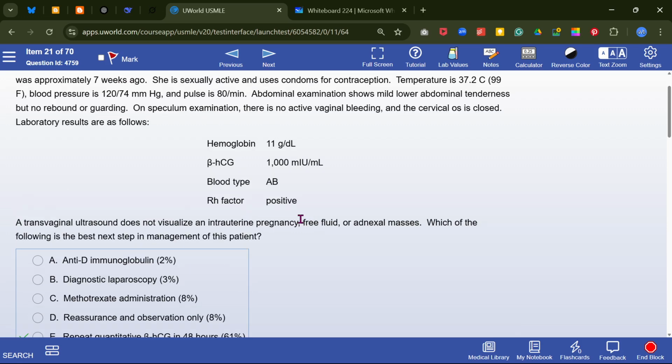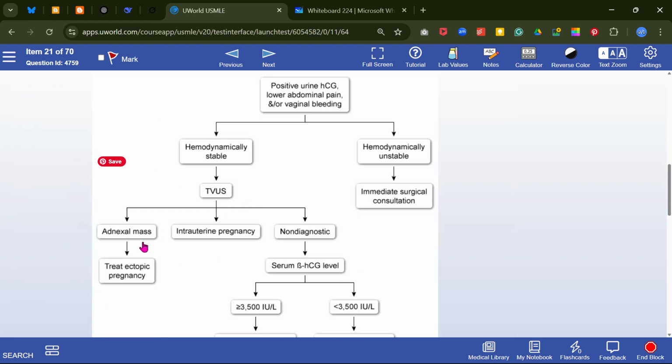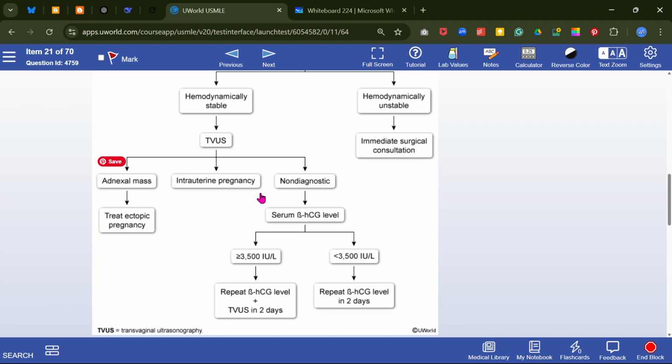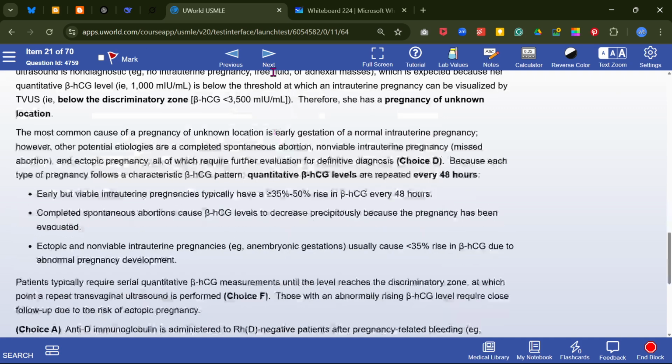What should you do? You should do a repeat quantitative beta-hCG. If beta-hCG is more than 3500, repeat beta-hCG with transvaginal ultrasound in 2 days. If it is less, then repeat beta-hCG in less than 2 days. So repeat beta-hCG is a must.